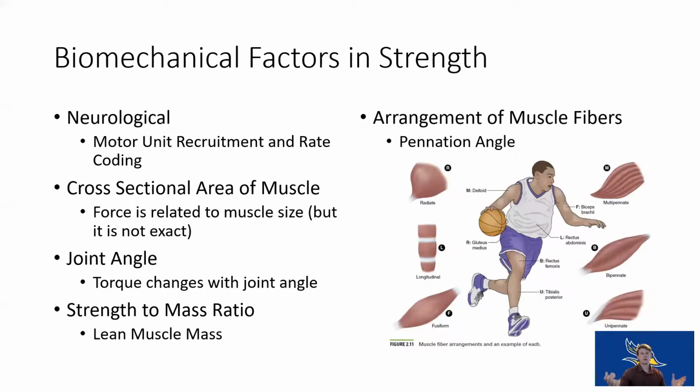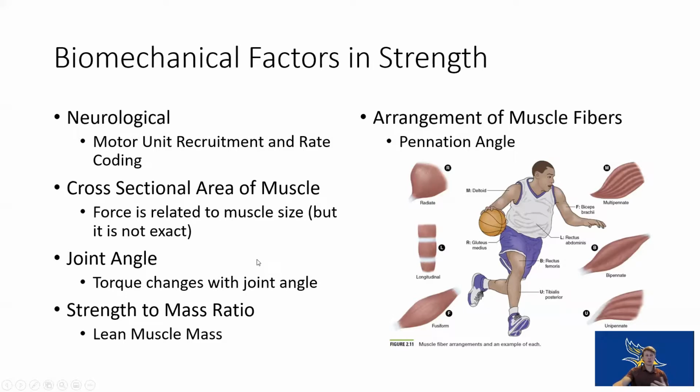Okay, so what causes strength? Why are we strong? How do we manipulate strength? There are different factors that cause strength from a biomechanical point of view. We're not even going to go into the physiology yet. From a neurological component, your motor unit recruitment, or how many muscle fibers you can recruit or turn on to contract, and the rate at which you can cause them to contract, is going to increase your strength. So if you can turn on more muscle fibers sooner, you're going to be stronger. If you can turn on more muscle fibers, you're going to be able to impart more force.